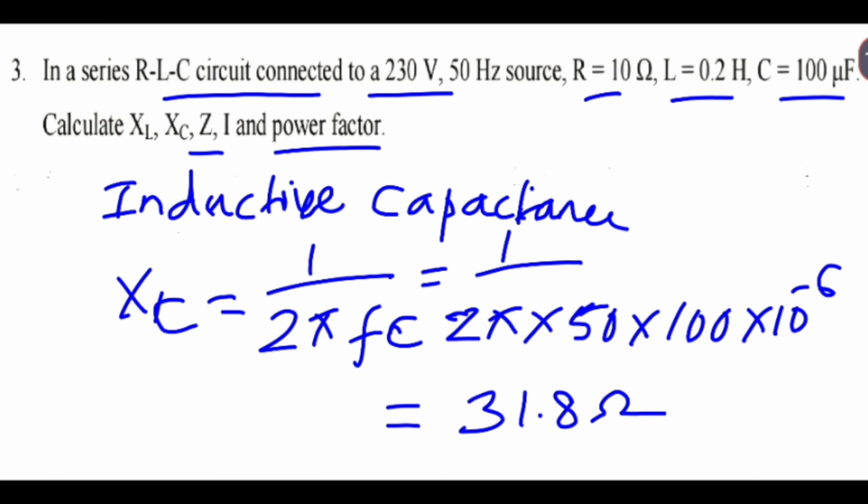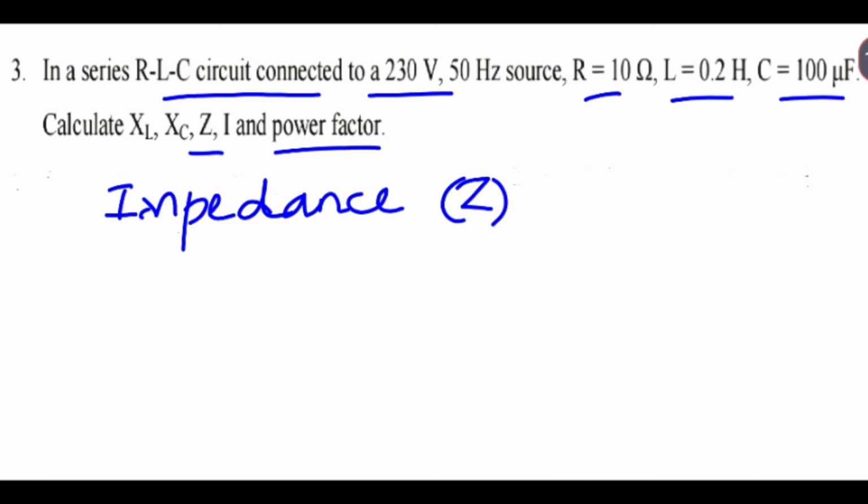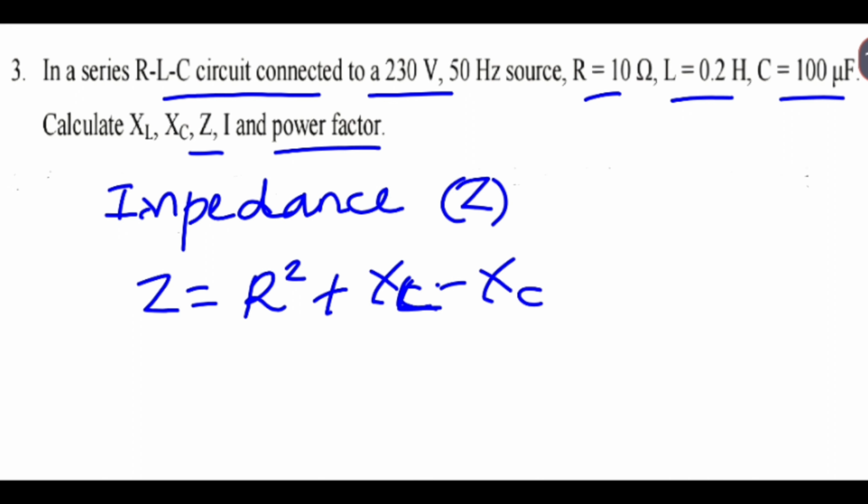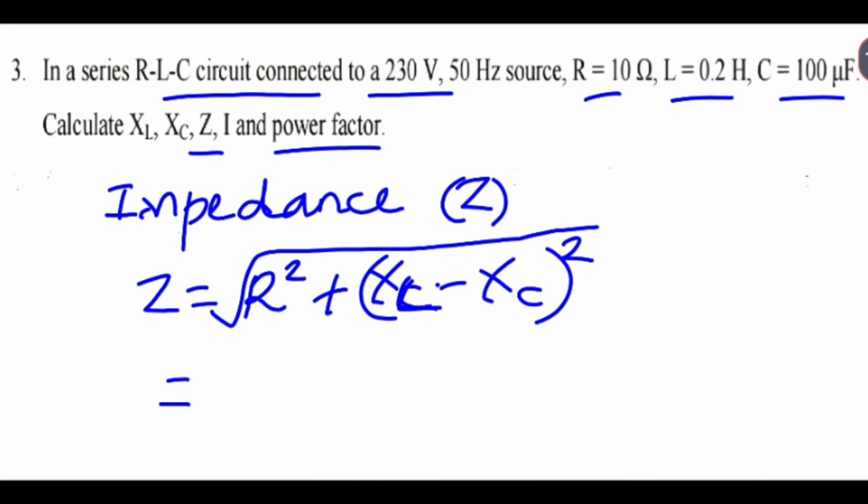Next we'll go to the impedance. Next is impedance Z. We have a formula for that. Z is equal to the root of R square plus XL minus XC whole square. If you substitute, R is given, resistance is given, so I'll write it directly.